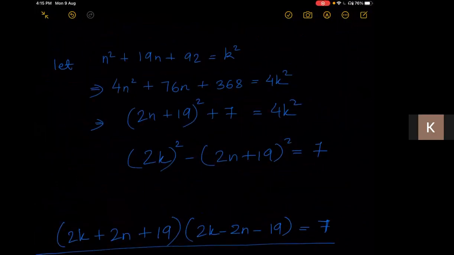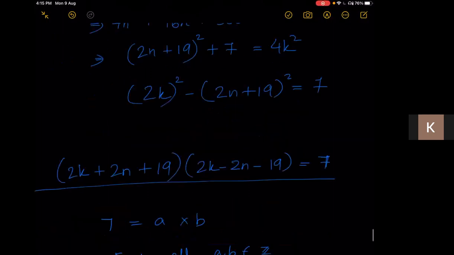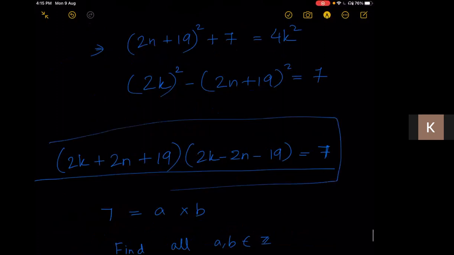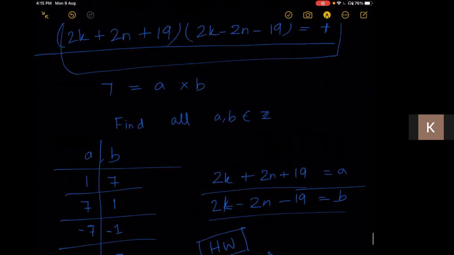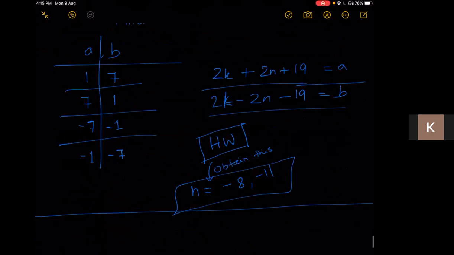Oh, acha. So the moral of the story is, if you can factorize like this, you can just exhaustively find all the possible combinations, try all these combinations using trial and error, and see which ones work, which ones don't work, which gives what solution. List all the solutions. Done. This is basically how we go about factorization.